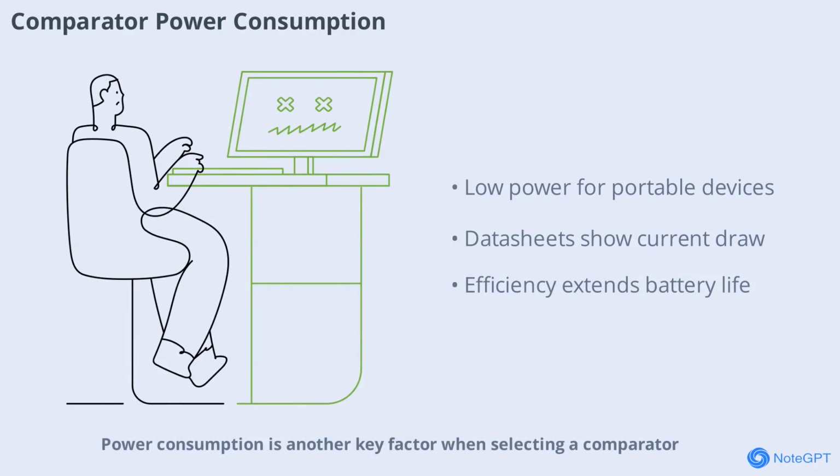Power consumption is another key factor when selecting a comparator. Low-power comparators are ideal for battery-operated devices and portable electronics. Datasheets list the typical current draw, helping designers balance speed and efficiency. Efficient comparators extend battery life and reduce heat generation in electronic systems.